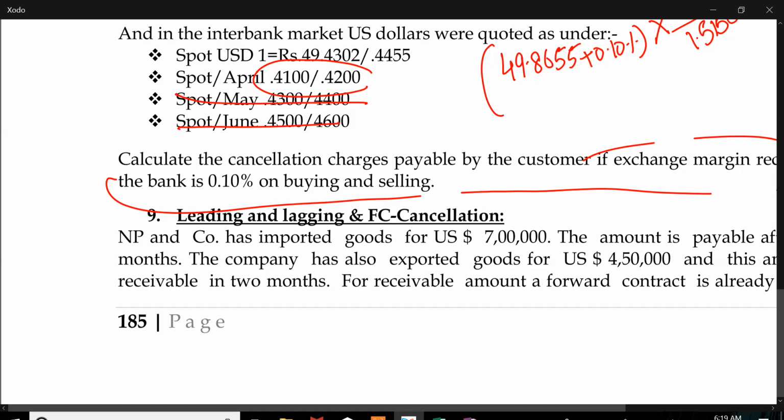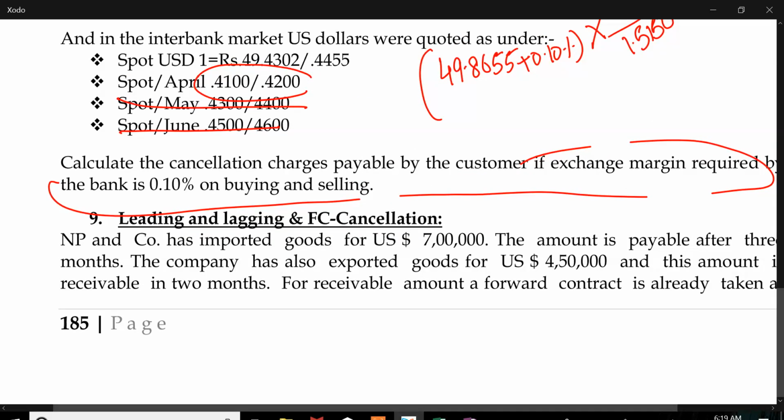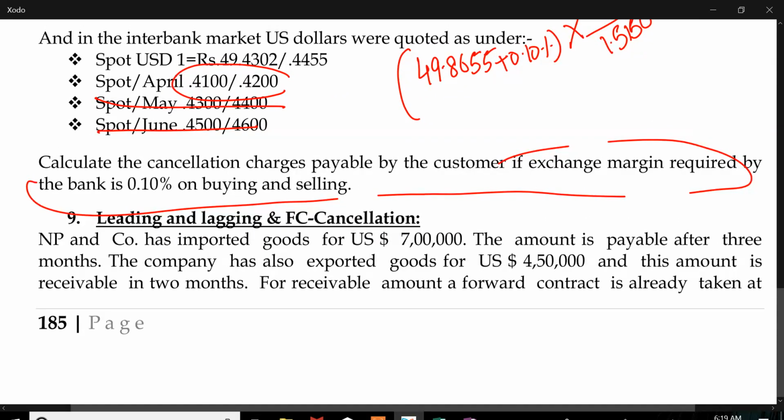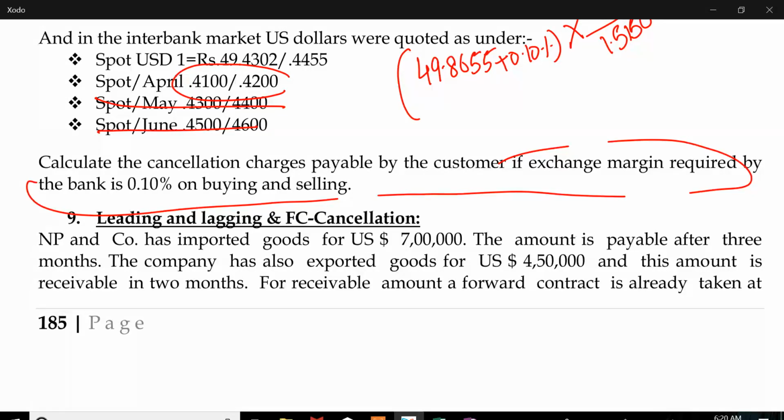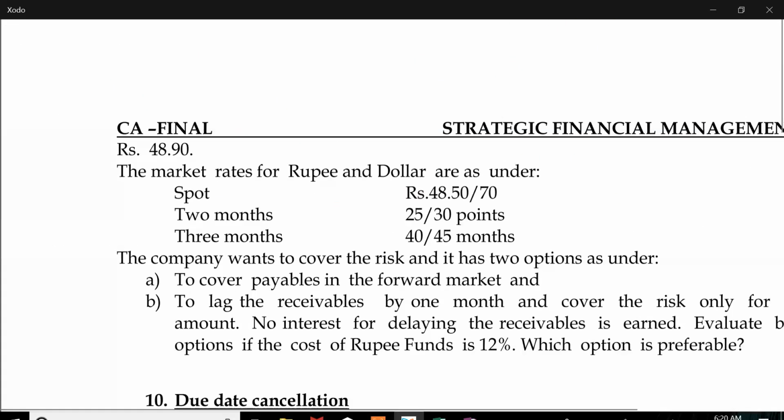Let's go to question number 9. NP and Co has imported goods for $7 lakhs. The amount is payable after 3 months. The company has also exported goods for $4,50,000 and this is receivable in 2 months. For receivable, a forward contract is already taken. The market rates for rupee and dollar are as under: spot, 2 months, 3 months.